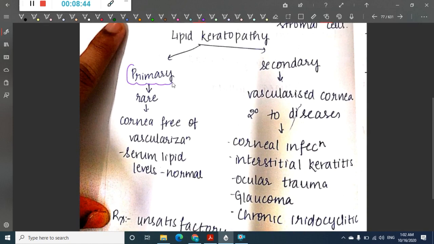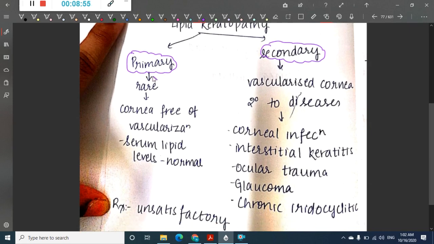One, we have primary lipid keratopathy, and we have secondary lipid keratopathy. In primary lipid keratopathy, you don't need to know the details of it. At least you should know that the primary is rare and the disease is primarily seen in the cornea, and in secondary it occurs due to some other diseases, like systemic infections or interstitial keratitis, ocular trauma, glaucoma or chronic iridocyclitis.